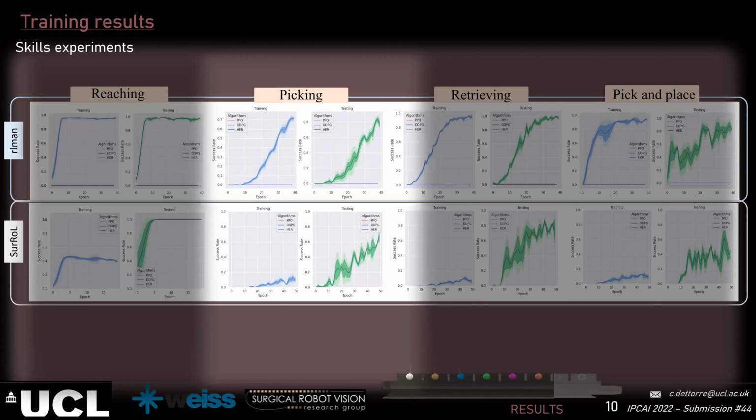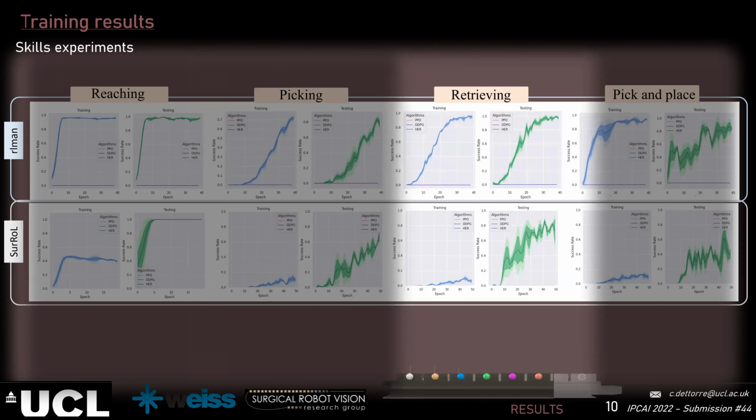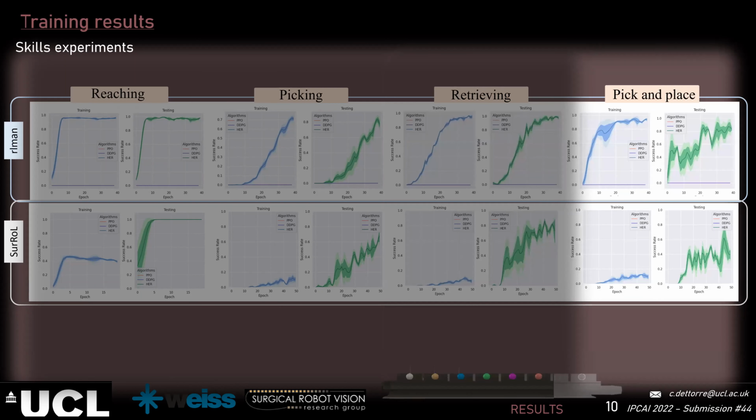For the picking, the aim of the task is to correctly pick the target object. Also in this case, we can see how for both environments the agents seem to be able to learn how to execute the task correctly. For the retrieving task, we are comparing the retrieving of the rail over the kidney for RLMan and the gauze retrieving for SurRoL. In both cases, the tasks seem to converge to a success rate between 80 and 95%.